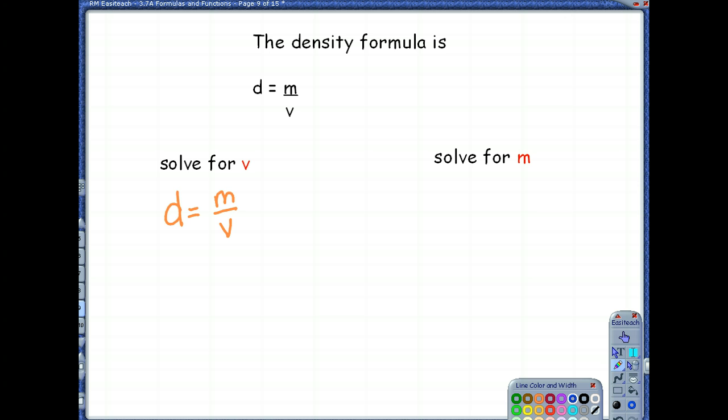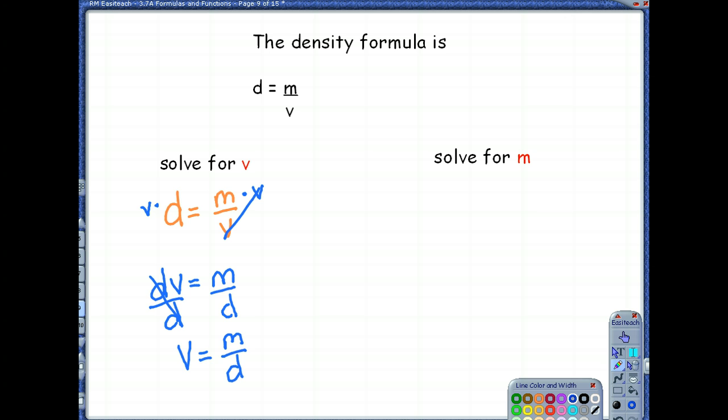So the very first thing we have to do, regardless of which variable I'm getting by itself, is I need to clear the fraction. So I'm going to multiply both sides by that denominator of the fraction, v. So I'm going to write dv is equal to, and here my v's are going to cancel, so just the m. Now when I want to get the v by itself, I realize that now I have to divide both sides by d. So v should equal our m divided by d.